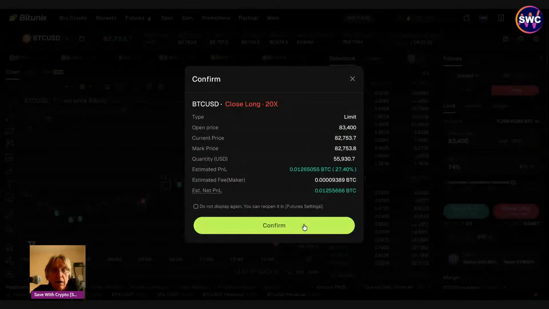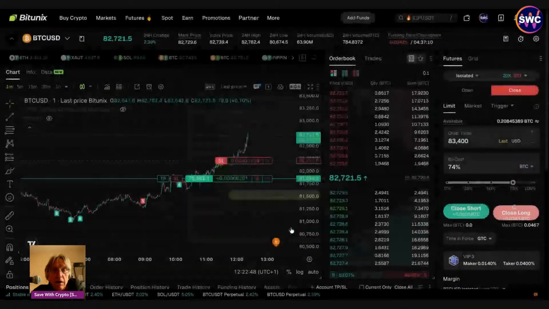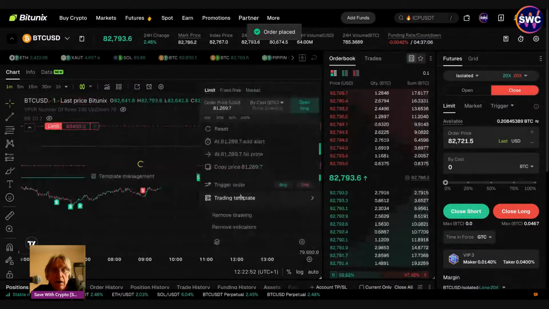So that should make, if that works out, 0.0125 Bitcoin, which is about, what's that? It's about $800, isn't it? Okay. So we'll see if we get there.